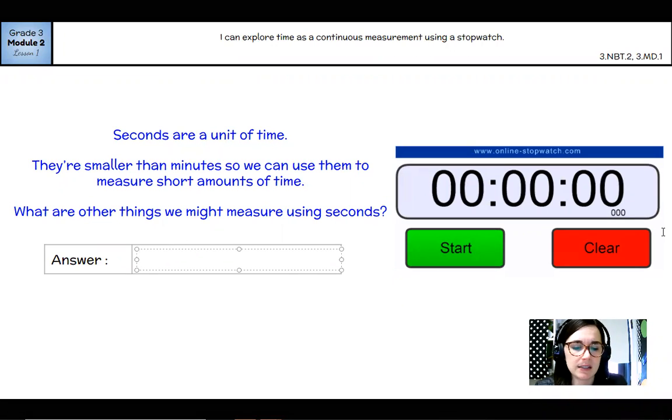using seconds? So I'm thinking like you could do jumping jacks in seconds, like how many jumping jacks can you do in 10 seconds? You could do like push-ups. How many push-ups can you do in 5 seconds? You could do sit-ups. How many sit-ups can you do in 20 seconds, right? Different exercises. There's lots of things that you can measure in seconds, but seconds are like things that you could do pretty quickly. So think about things that you could measure in seconds.